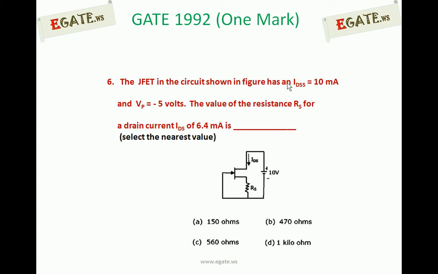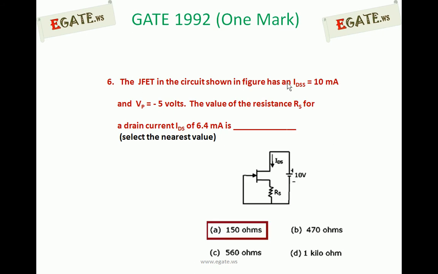We need to choose the value of RS such that the drain current flowing through that JFET is 6.4 milliamperes. The given information is IDSS and pinch off voltage. So to achieve a drain current of 6.4 milliamperes, what must be the value of RS? Choose the nearest value if you are not getting the exact one. The correct option for this one is A, 150 ohms.